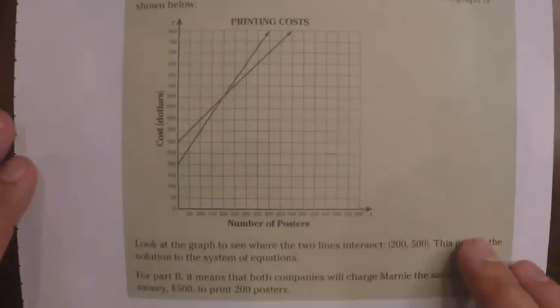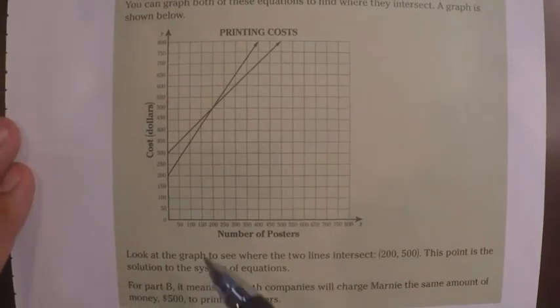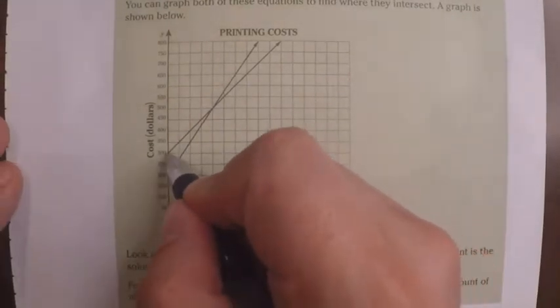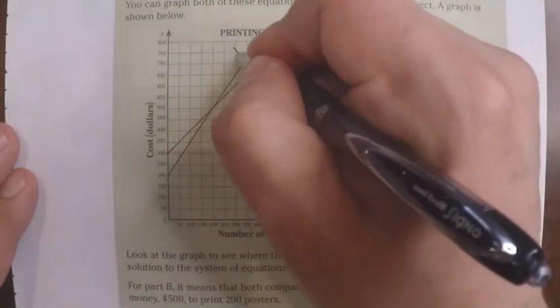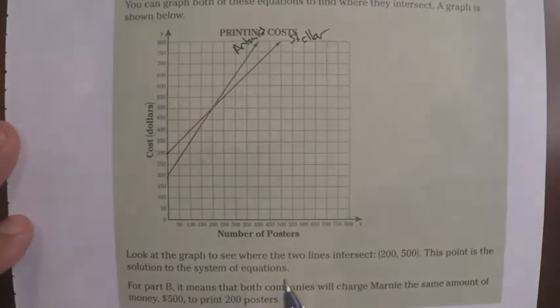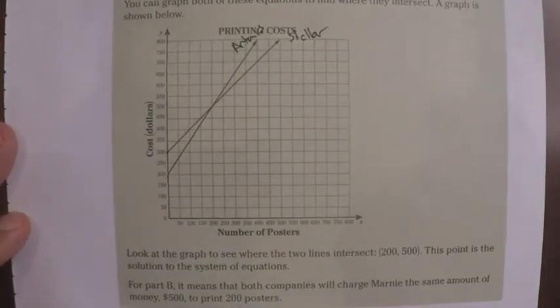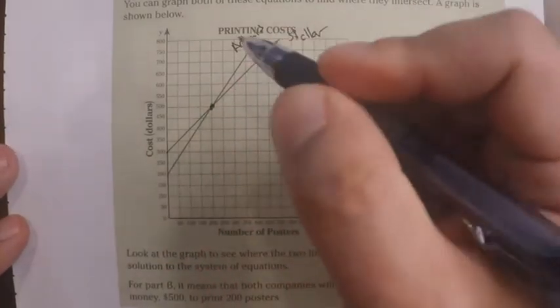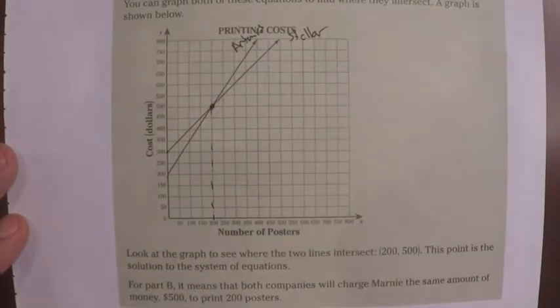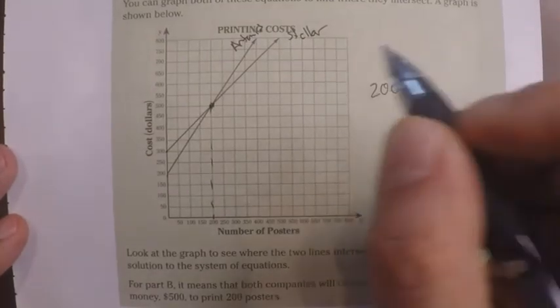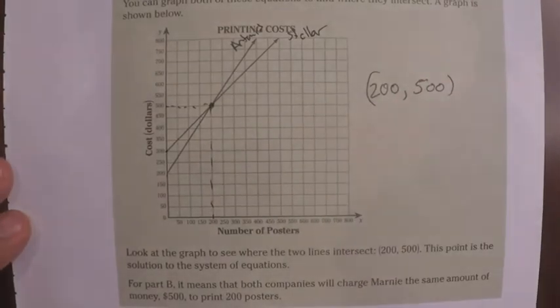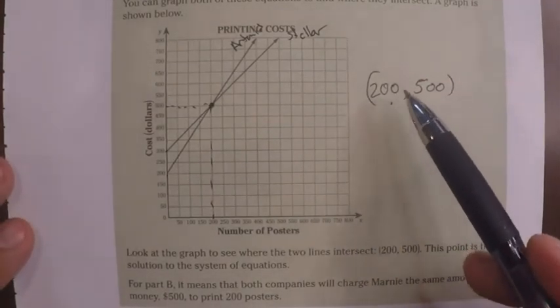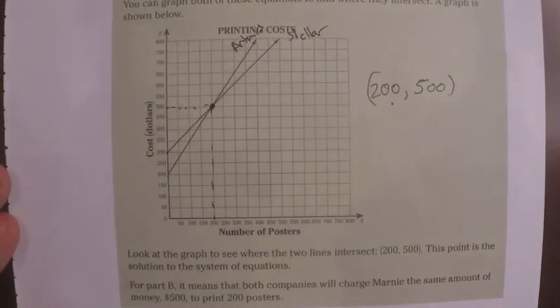If we take a look at the graph that they made here, they went through and graphed these 2, with the first one that has the y-intercept of 300. This is Stellar. And then our second line, with the y-intercept of 200, is going to be Artemis Printing. So then the solution is where they cross. If we go down to the x-axis, we see that that point is 200 on the x-axis, and we look over, it is 500 on the y-axis. So that means that if they print 200 posters, both of these companies would be the same price.